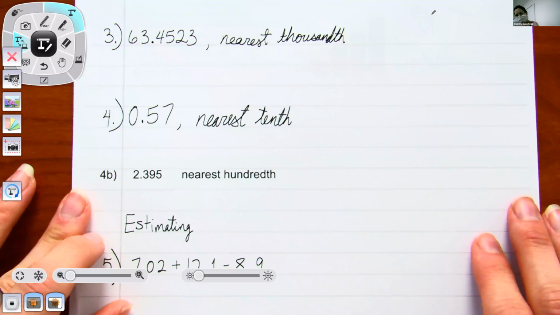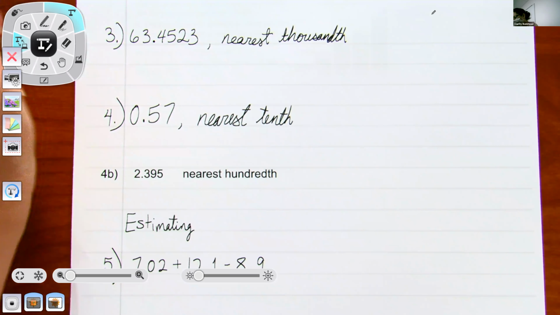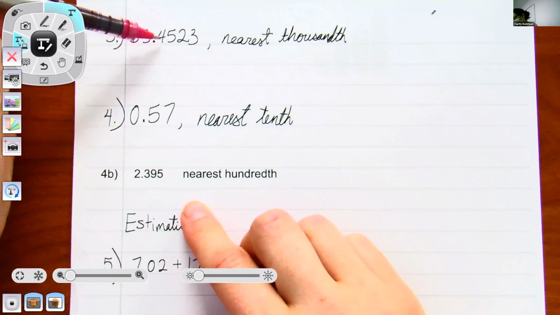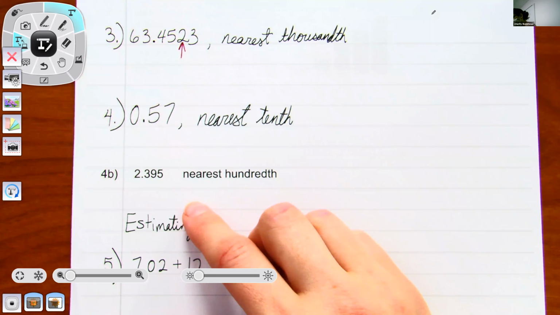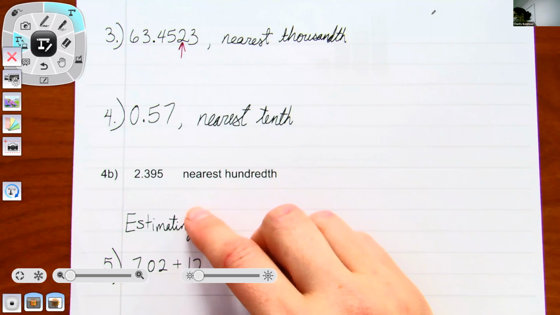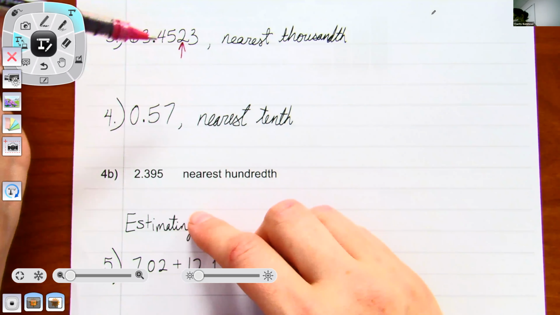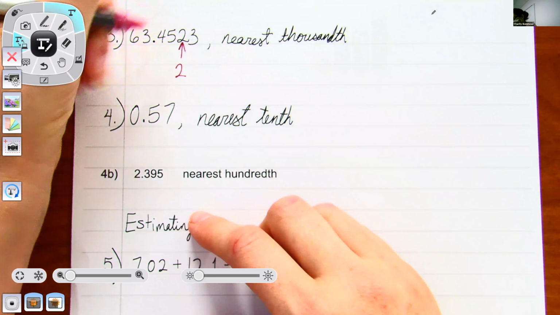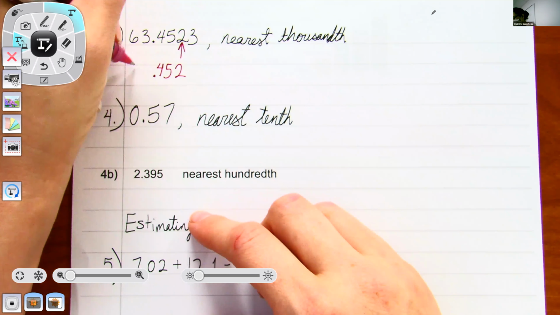All right, and then rounding to the nearest thousandth, so tenths, hundredths, thousandths. So that 2 is in the thousandths place, and then it's followed by a 3, which is less than 5. So the 2 just stays the same, and so does everything else to the left of that. So it becomes 63.542.